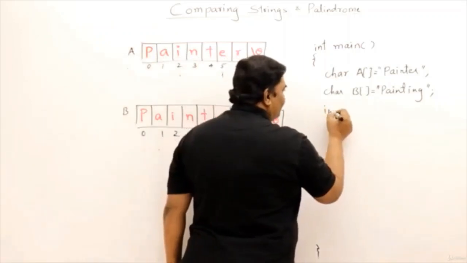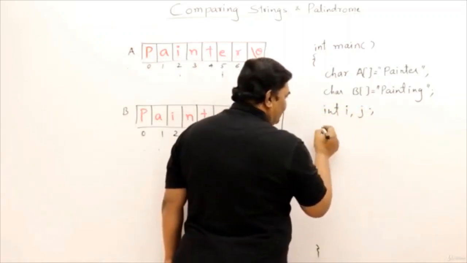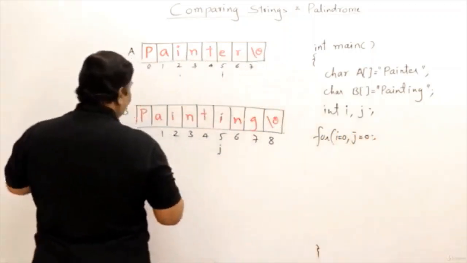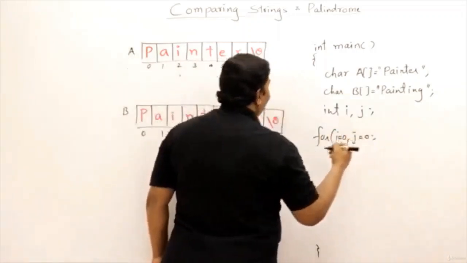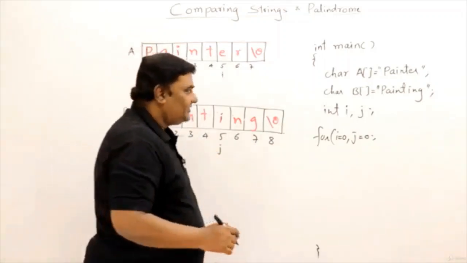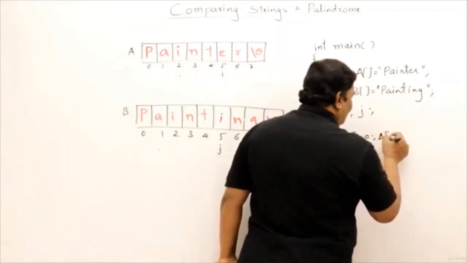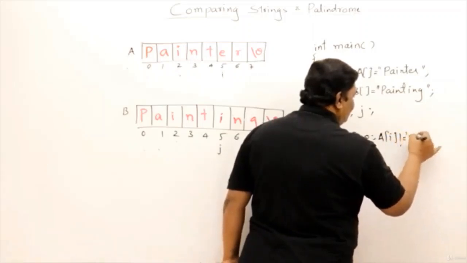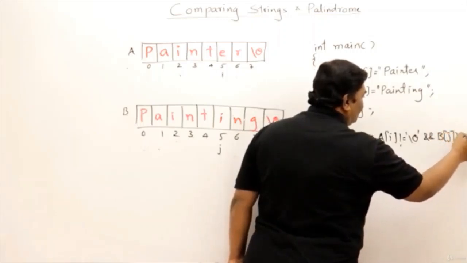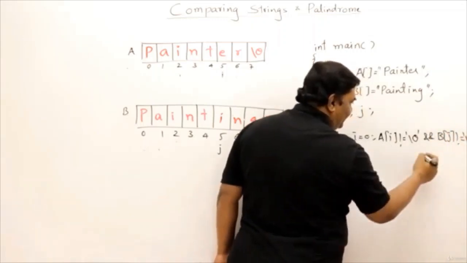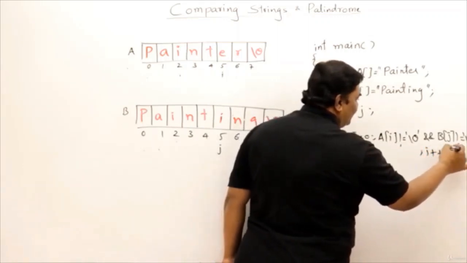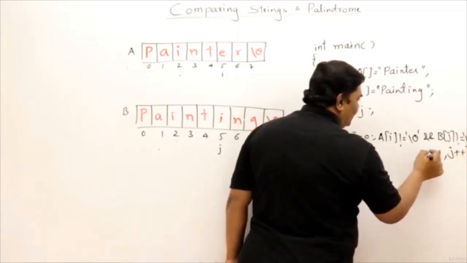I will quickly write down the procedure here. I need I as well as J. Then using a for loop, I can start I also from 0 and J also from 0 because both we are starting from here. And how long should I continue? Unless any one of the strings is ending. If any one of the strings ends, I should stop. So here I should say that A of I is not equal to /0, that is the null character, and B of J is not equal to the null character. Then no space, so here I will continue. After that, I should increment I as well as increment J.